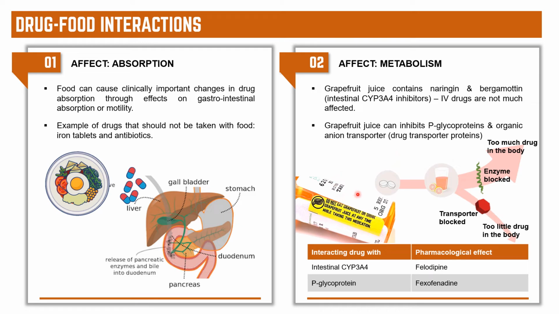Grapefruit juice can inhibit P-glycoprotein and organic anion transporters, which are drug transporter proteins. Once it blocks these transporters, it will cause little drug in the body. Meanwhile, at the same time, it can also block enzymes such as cytochrome 3A4. It will affect drugs such as felodipine, which will cause too much of the drug in the body.